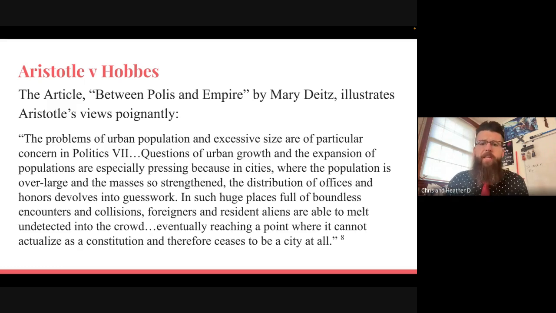In such huge places full of boundless encounters and collisions, foreigners and resident aliens are able to melt undetected into a crowd, eventually reaching a point where it cannot actualize as a constitution and therefore ceases to be a city at all, or a polis at all, according to Aristotle.